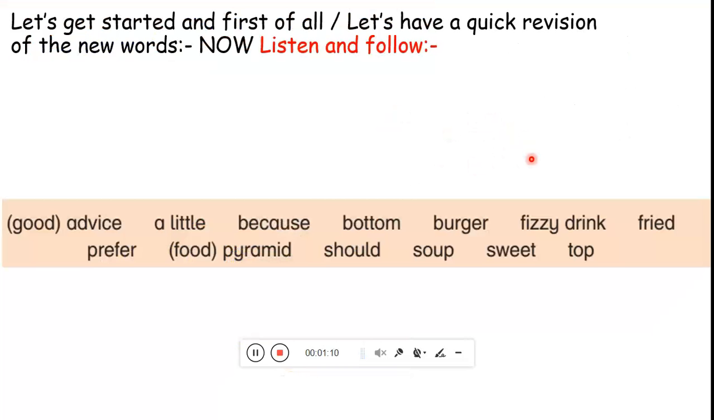Now let's get started with a quick revision of the new words. Now dear student, listen and follow.